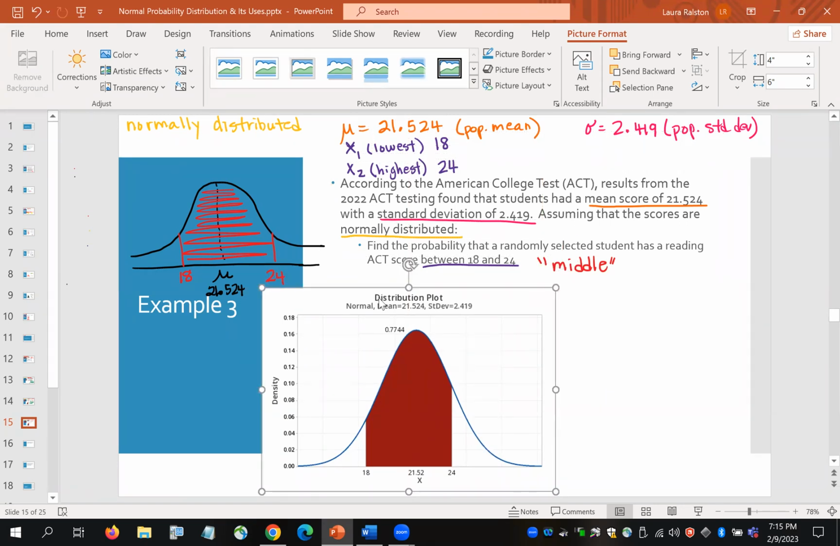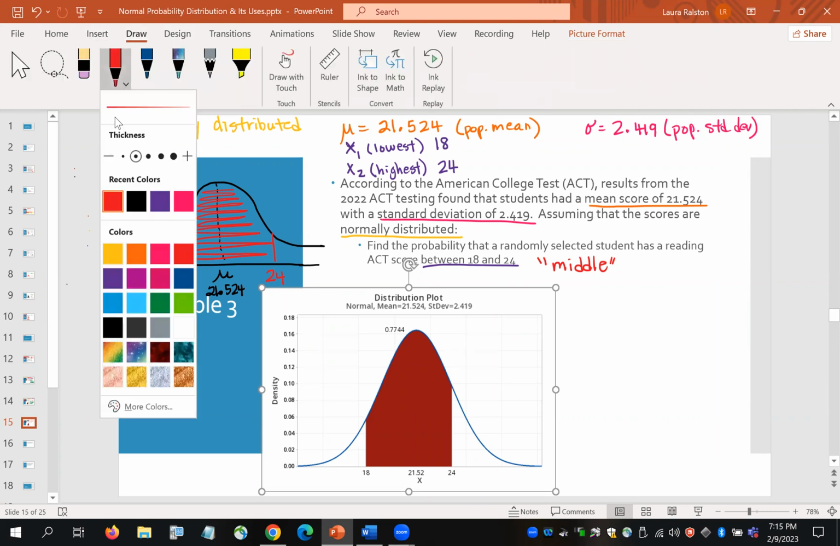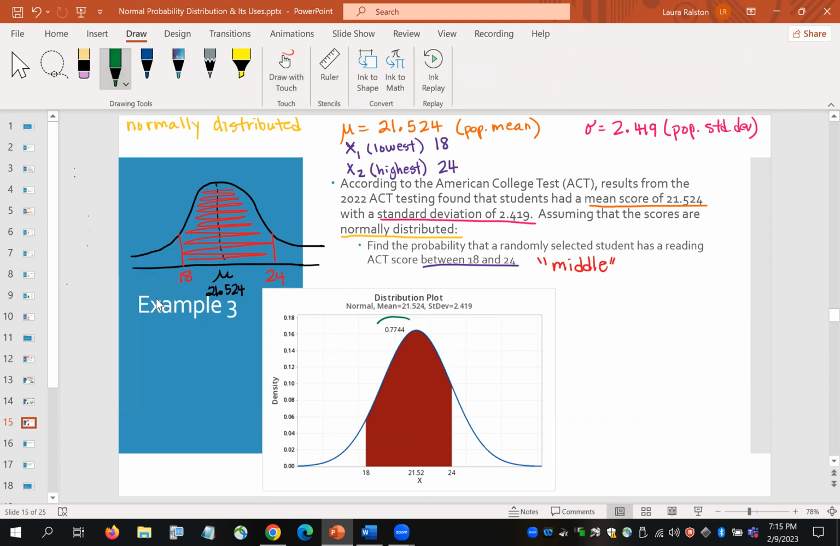Again, you can see things here on the number line. You can see where 18 is located, where 24 is located, and we're looking for the red shaded region. Again, the number kind of hangs out in space. It is 0.7744.